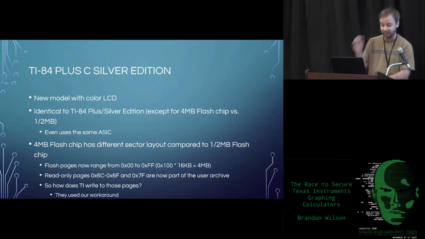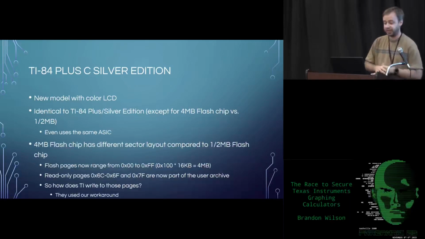They even used exactly the same ASIC, even though it wasn't designed to work with a flash chip larger than 2 megabytes. Now the problem is the 4 megabyte flash chip has a different sector layout compared to the 1 megabyte and 2 megabyte flash chips in the older models. So the supposedly read-only pages at the end of the 2 megabyte flash chip are now in the middle of the 4 megabyte flash chip, which is now part of the new calculator's user archive, so they need to be able to modify that. But their ASIC is designed to protect against that.